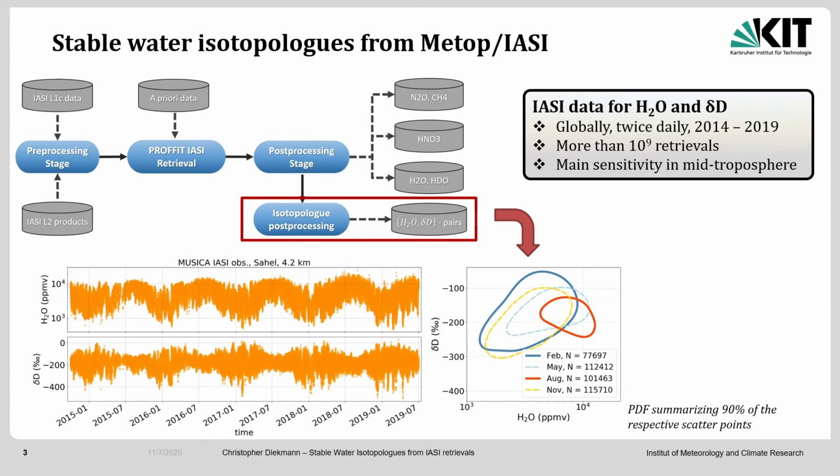On the left we observe a clear annual cycle in H2O, but this is not reflected in delta D. In the PDFs we even observe a decrease of delta D when H2O increases during the summer months.